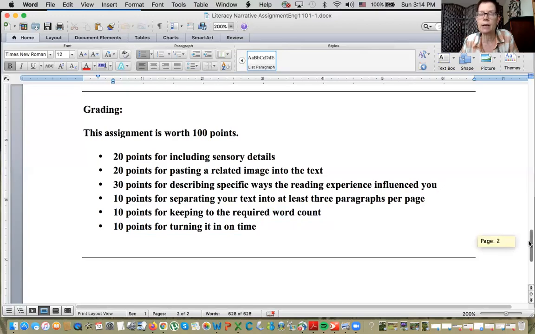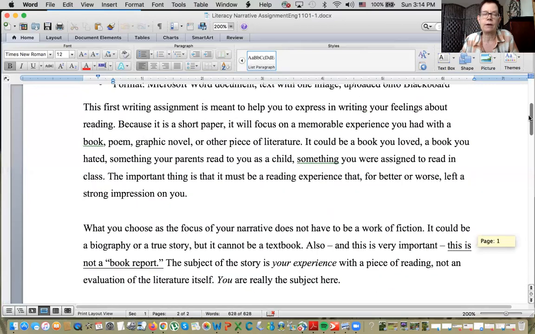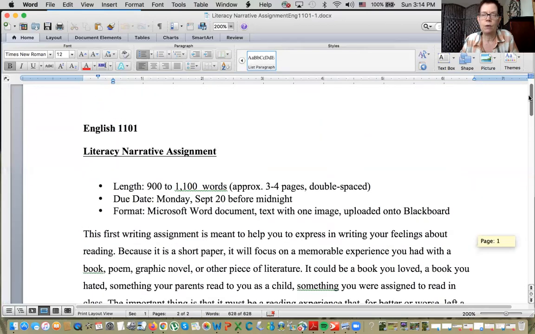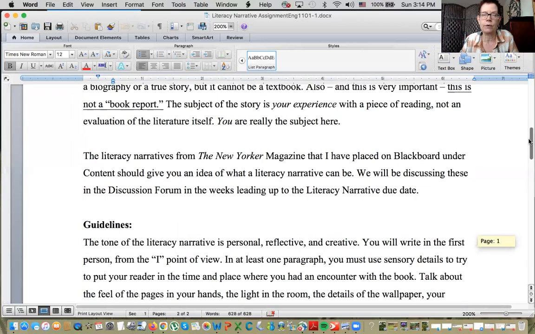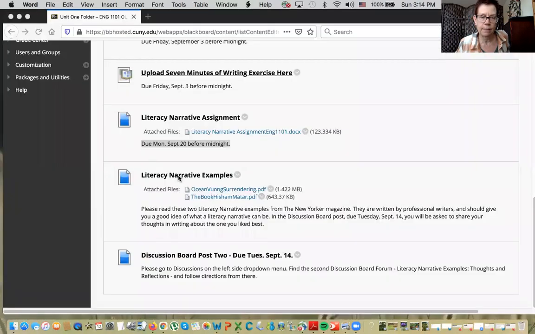Now you notice that I kind of skipped over a little piece of this assignment, and that is about the examples. So we do have examples for the literacy narrative. So if you're wondering, well, what is a literacy narrative? What is it supposed to look like? I have posted examples from the New Yorker magazine of professional literacy narratives from professional writers. So let's close out this assignment and look at them. Underneath the literacy narrative assignment are the literacy narrative examples.